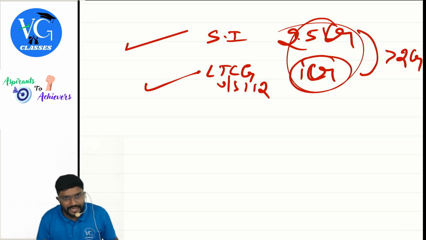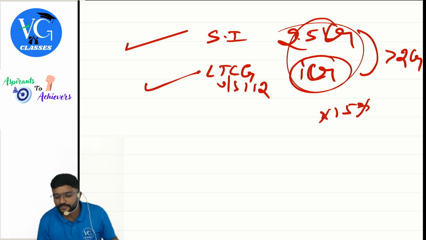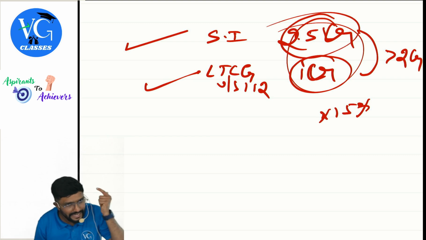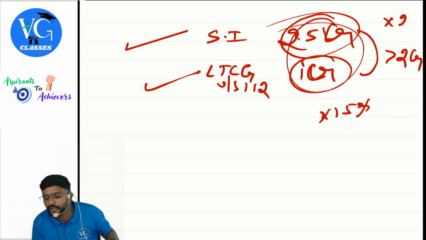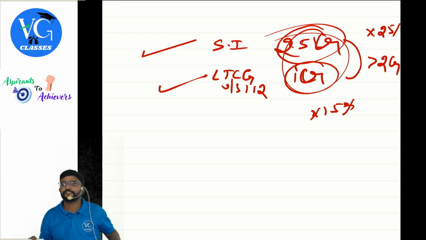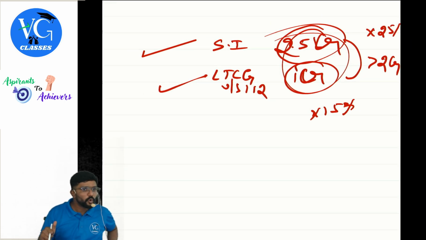On this figure, whatever tax amount comes to, on that, what is the surcharge rate? 15%. On this, whatever tax you calculate, on that, what is the surcharge rate? 25%. Hope you guys got it. Clear? Yes.